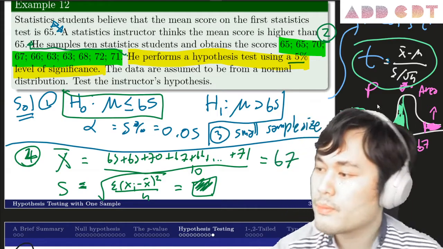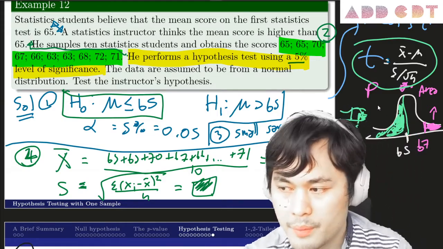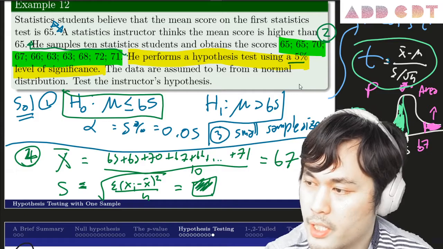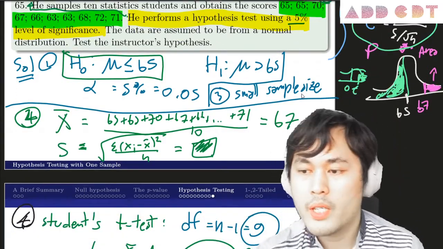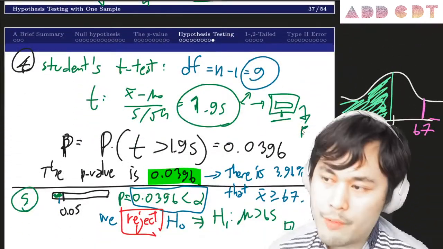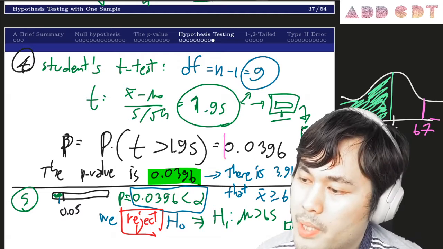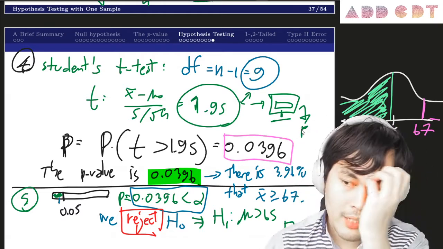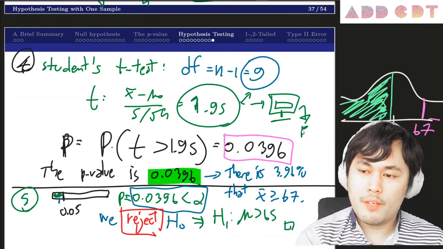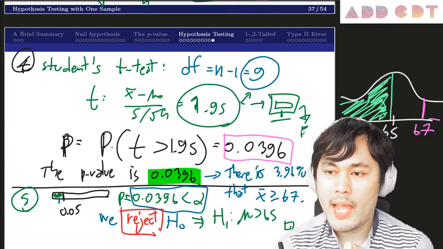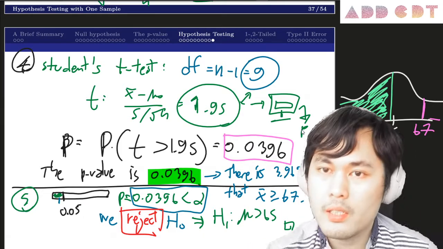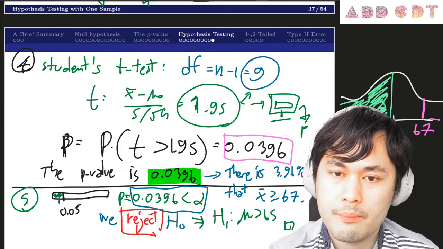Step 2 is to collect samples, you get 10 numbers. Step 3 is to determine what kind of distribution it is. In this case, we get the student's t. Step 4, we analyze. We get x bar, we get s, we get degrees of freedom, we get the t value, and eventually we have to get the p-value. That's the goal. And then step 5, we look at the p-value and we look at the alpha and see if we should reject or not reject the original null hypothesis.